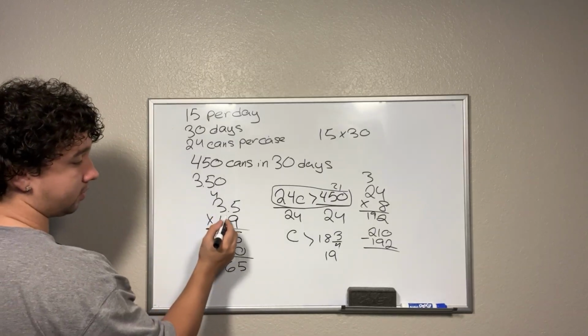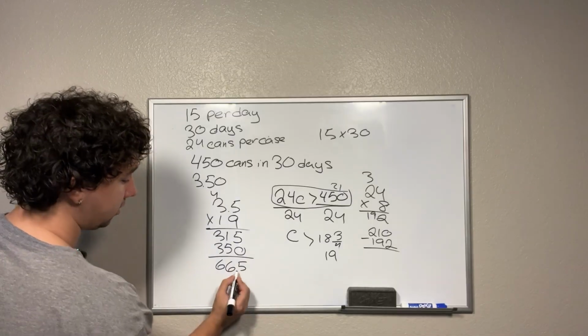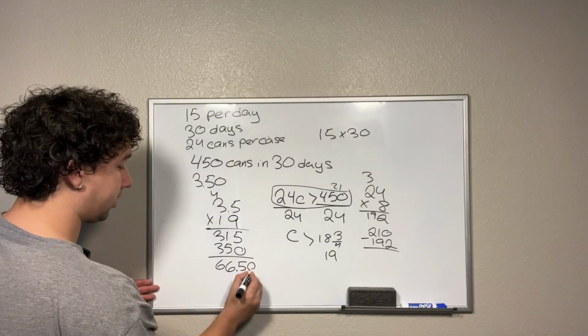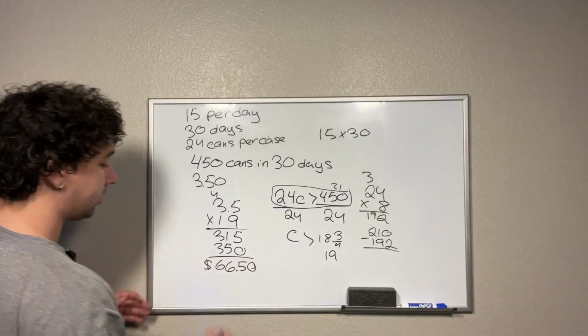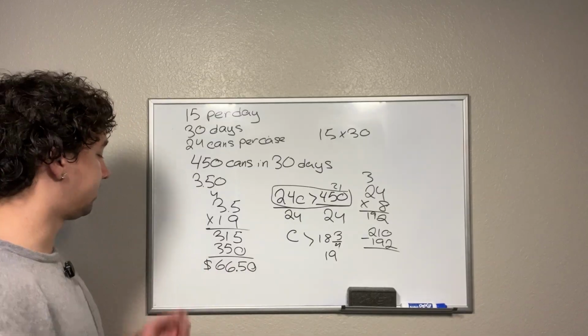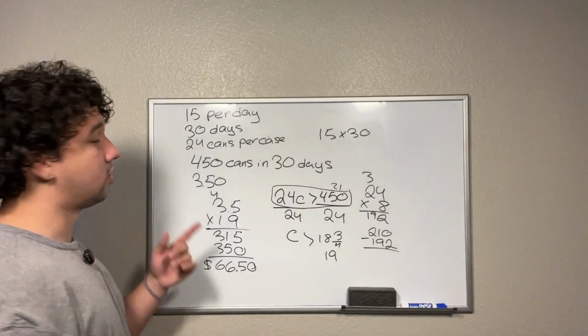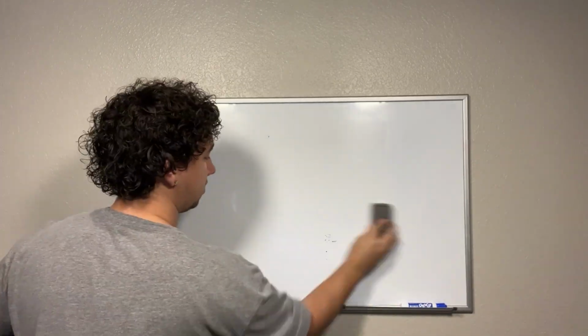Now there's one number behind the decimal place in the question, so one number behind the decimal place in the answer. Put a 0 here because this is a dollar amount. So in other words, they spend a total of $66.50 on cases over the 30 days.